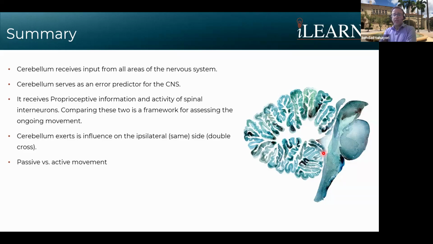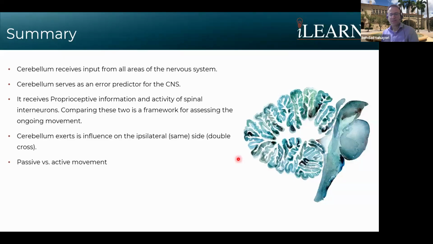All right. It receives proprioceptive information from the spinal cord and activity of the interneurons of the spinal cord. And the hypothesis or the idea is that comparing these two would give the cerebellum the idea of what the nervous system planned and what happened in reality. Remember, cerebellum exerts its influence on the ipsilateral side. And you might hear about the double crossing phenomenon. And now we answer that question, why active movement?